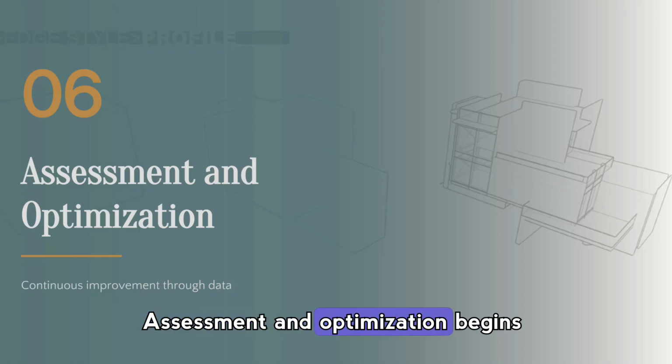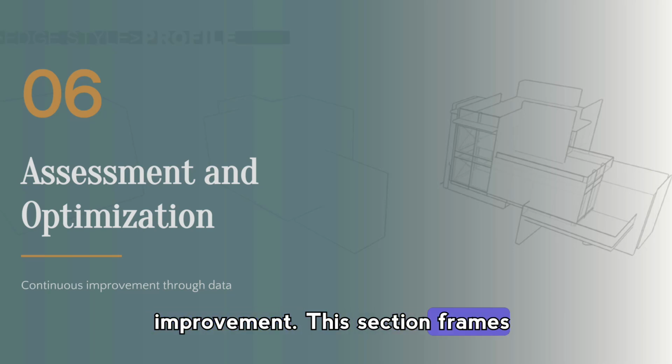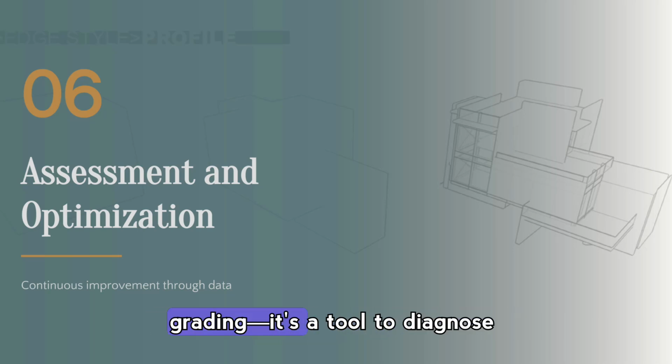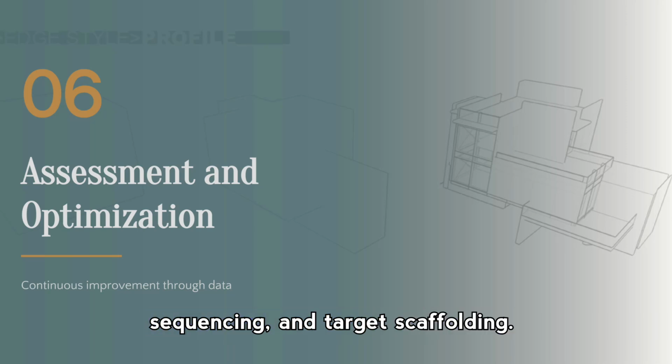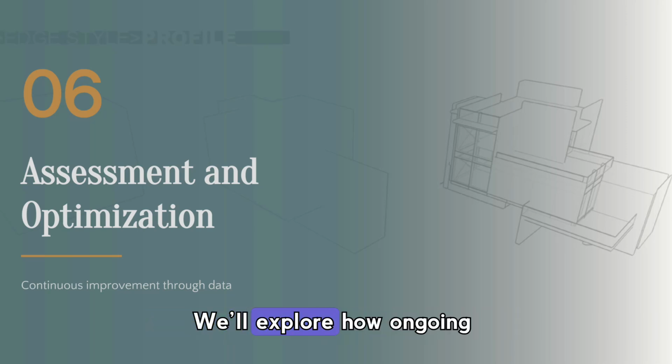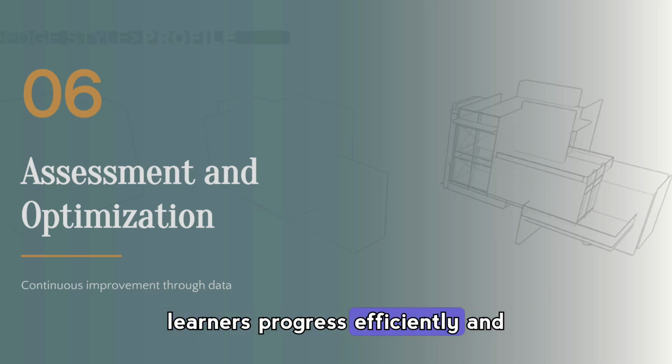Assessment and optimization begins with using data for continuous improvement. This section frames assessment as more than grading. It's a tool to diagnose learning trajectories, tune content sequencing, and target scaffolding. We'll explore how ongoing measurement helps refine courses so learners progress efficiently and reliably toward mastery.